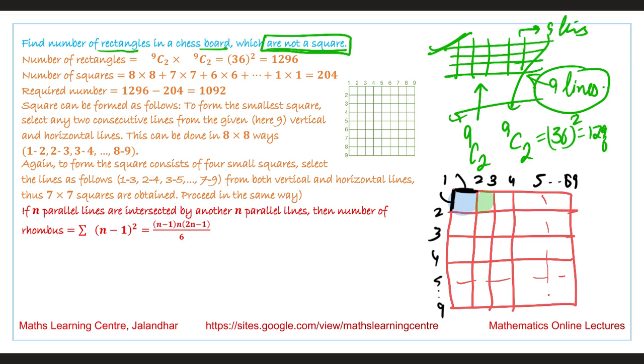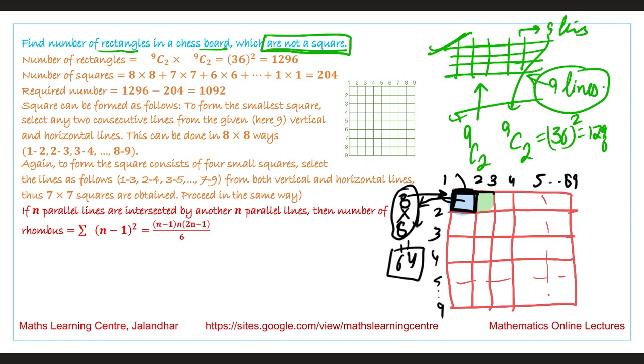So when we are choosing the square, we are talking about one small square here. How many such squares can be chosen? 8 can be chosen in this way and 8 can be chosen in this way. So the total number of these small squares, consisting of just one small square, is 64.